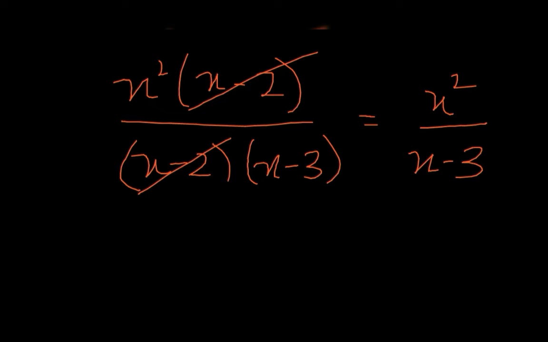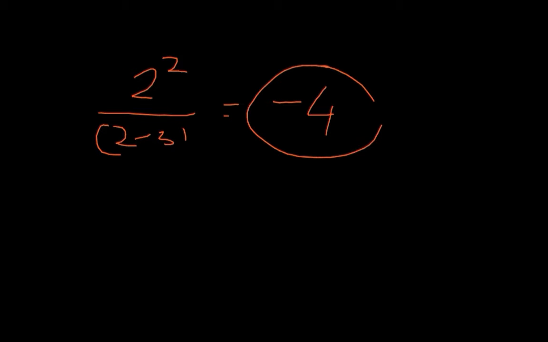So now, I told you, remember, limit of f of x as x tends to a is nothing but f of a. So my limit will be nothing but 2 squared by 2 minus 3. So that is nothing but minus 4. This is how you solve these kind of sums where 0 by 0 comes. Understand this very clearly. Without understanding, we can't proceed.